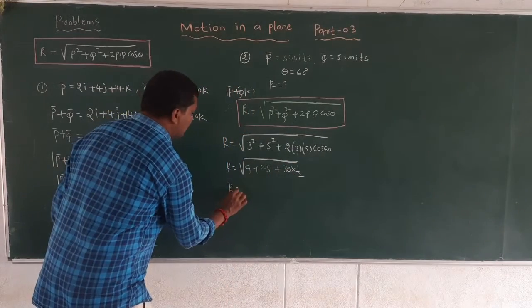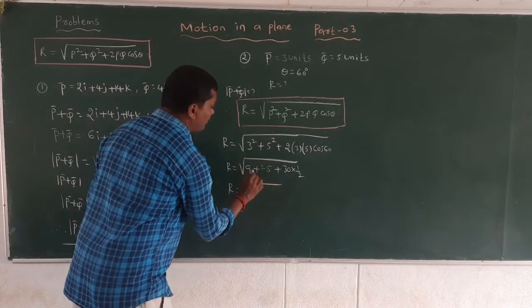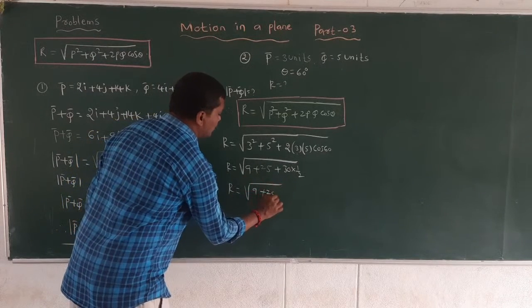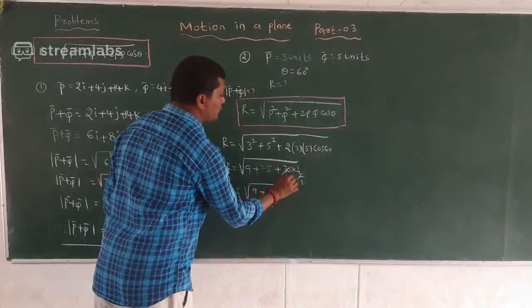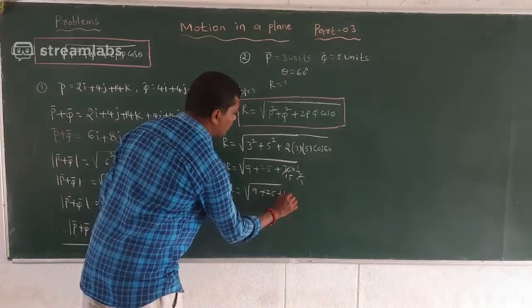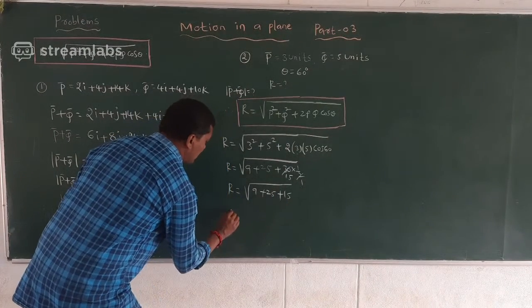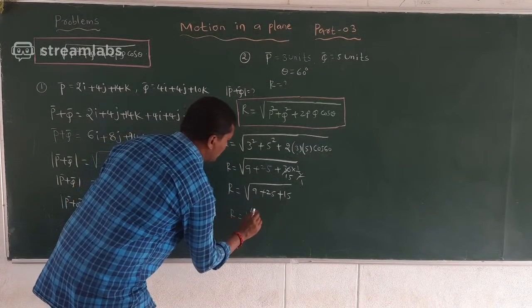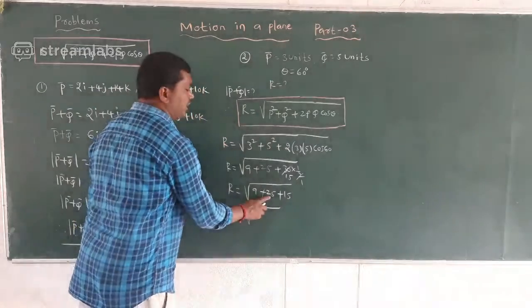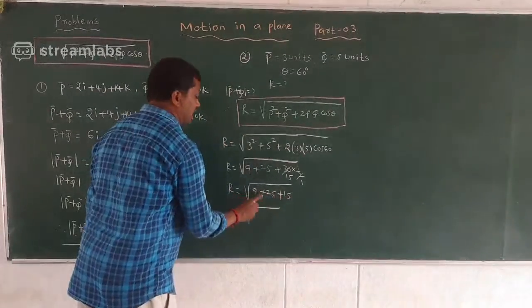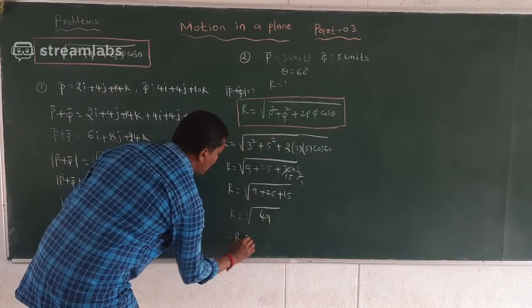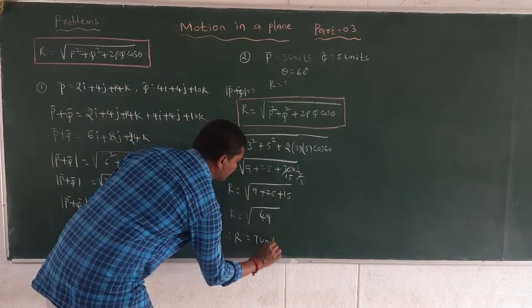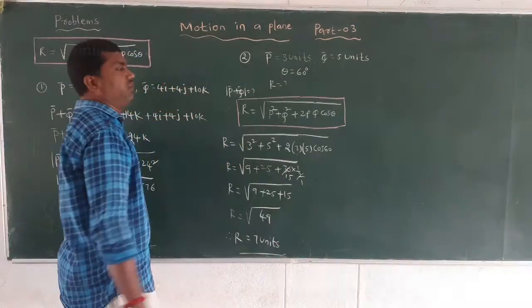Next, R is equal to under root of 9 plus 25 plus 2 times 1/2 times 15, which is 15. So R is equal to under root of 9 plus 25 plus 15, which is 40 plus 9, 49. So root 49. Therefore R is equal to 7 units. So this is the final answer.